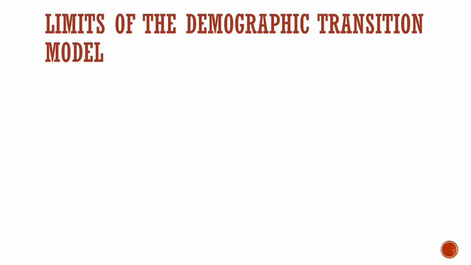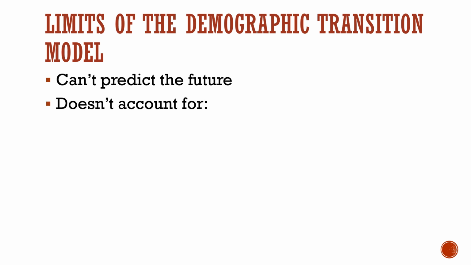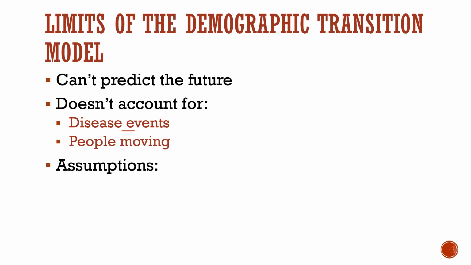Just a few limitations to the demographic transition model. It cannot predict the future. It just shows the history or where we're at currently in a population, but it doesn't account for a lot of things, such as disease events. We, of course, went through COVID not that long ago, but different pandemics, it doesn't account for those types of changes. People moving, so immigration, people coming in or leaving, and it also assumes a few things.